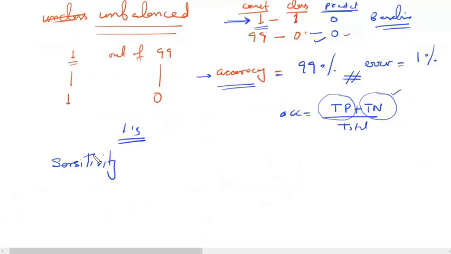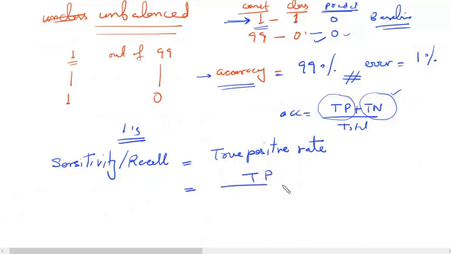So we evaluate such a model in such cases by the sensitivity. This is also known as recall. So what is this parameter? This is the true positive rate. So how do we calculate the true positive rate? This is given by true positive divided by true positive plus false negative. This is the formula which is used for calculating sensitivity or recall.